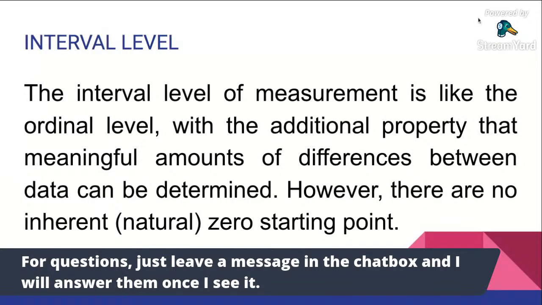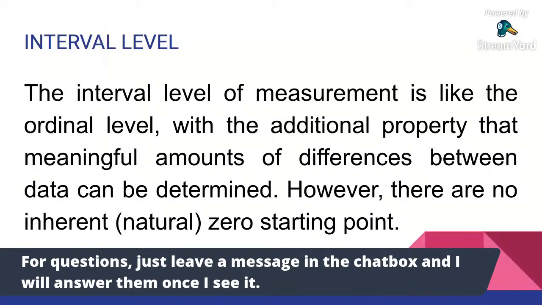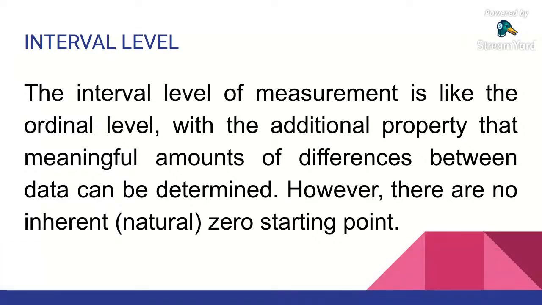Now we move on to the third, which is the interval level. For the interval level of data measurement, this is like the ordinal level with the additional property that meaningful amounts of differences between data can be determined. However, there are no inherent or natural zero starting points. So again, interval is like ordinal. However, this time, there is meaning in the amount of differences between the data.